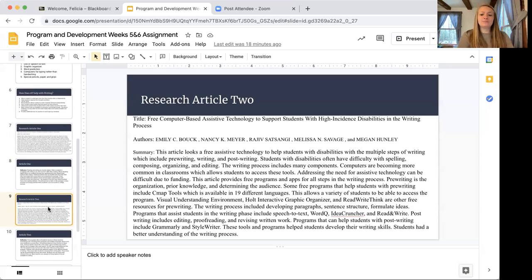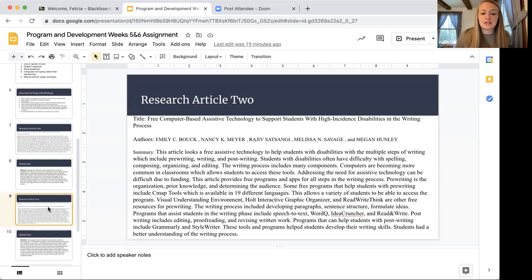And so I thought this article was super amazing because it provides teachers all of these different resources that you can use for students in the different steps of the writing process. So it looks at pre-writing, writing, and post-writing. So it looks at assistive technology for pre-writing. Pre-writing is looking at the organization, prior knowledge, and determining the audience.